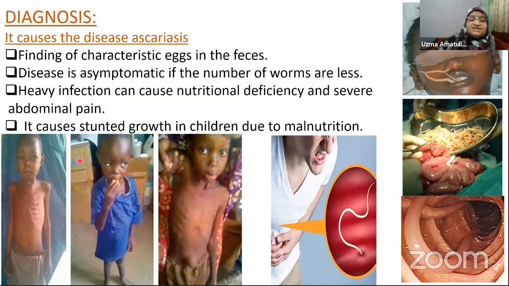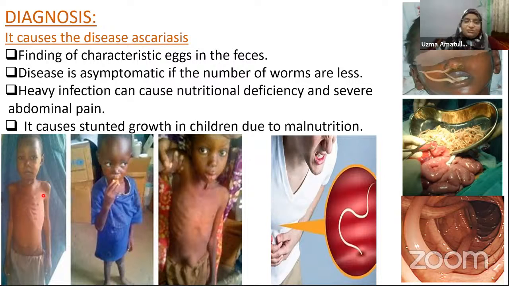It causes stunted growth in children due to malnutrition. Malnutrition means the nutrition is not provided properly. Why? Because of whatever this child is taking in, these parasites take it. What is the role of the parasite here? Parasites always take the ready-made food which is prepared by the host. So all the food these children are taking is taken up by the parasite. So here the child will not grow because of malnutrition.